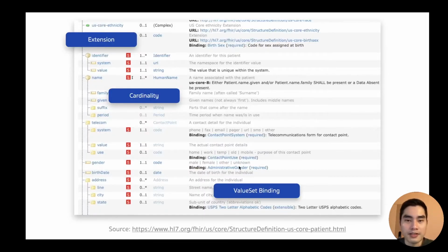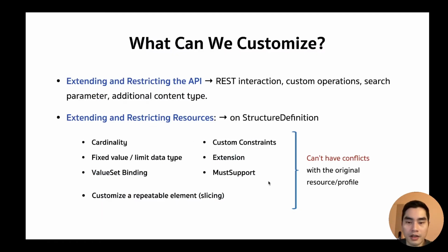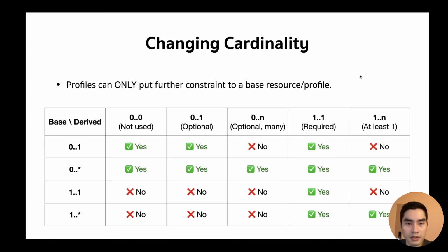Here is an example of profiling from US Core, and you can add an extension to a profile. You can change the cardinality, you can change the value set binding, and you can change the string. Okay, so now we will talk about these 6 or 7 customizations and then slicing. The first one is changing cardinality. A profile can put further constraints on a base resource or profile.